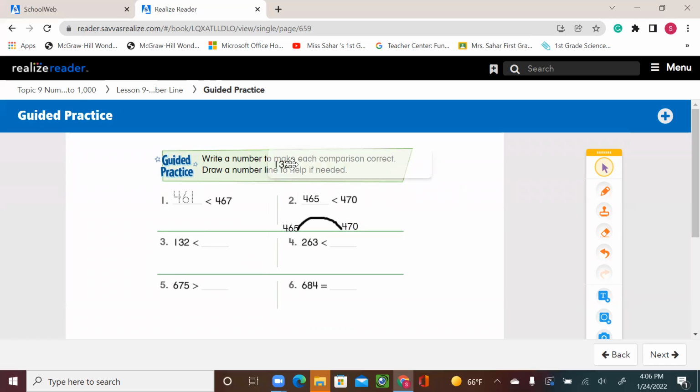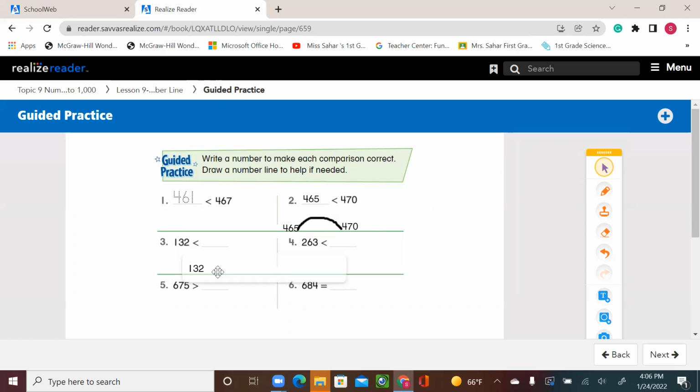Right. I'm going to put here 132. The number I'm comparing with is more than 132. So if this is my 132, if I go to the left, that means I'm going to get numbers that are less than 132. But I'm seeing my symbol, which means the number I'm comparing with is more than 132.